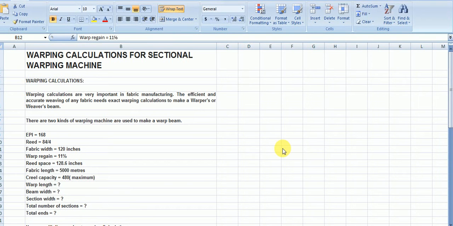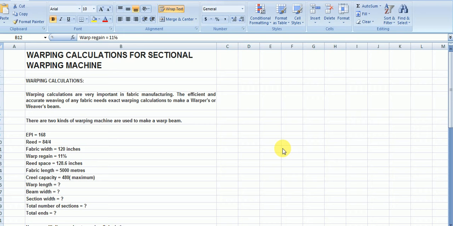Hello friends, in this video I am going to explain warping calculations for a sectional warping machine. When you are going to make a fabric, the warp should be made very accurately. Warping calculations are very important in fabric manufacturing. The efficient and accurate weaving of any fabric needs exact warping calculation to make a warper's or weaver's beam.